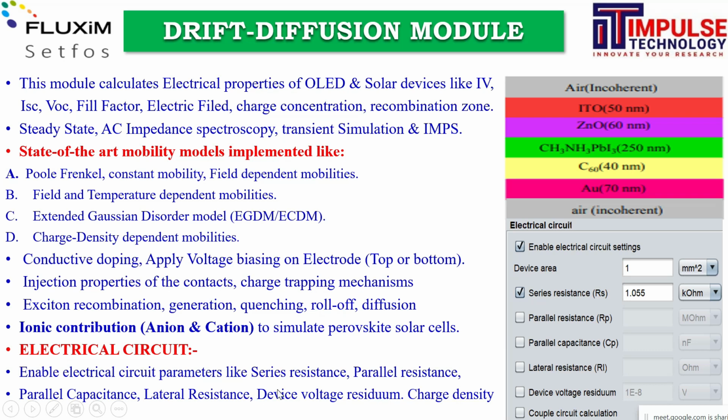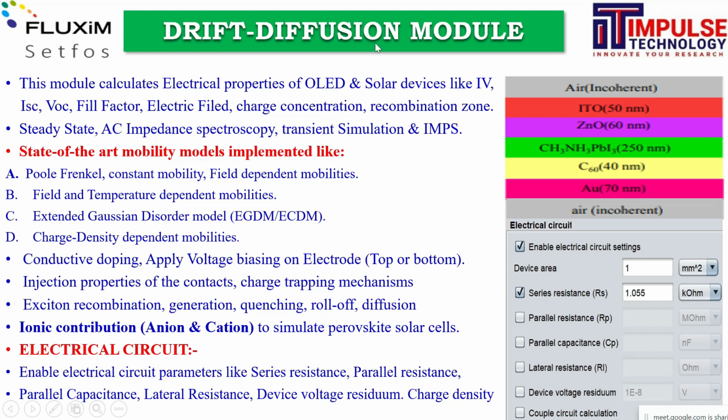And along with that, you can also specify electrical circuit parameters like series resistance, parallel capacitance, and lateral resistance. So, say you would like to draw a perovskite-based solar cell, where there is an incoherent layer, an ITO electrode layer, electron transport, perovskite, and hole transport, gold as the bottom electrode, and then again an incoherent air layer. You can draw such layers easily, attach the electrical circuits, and define the circuit parameters in the user interface of the software.